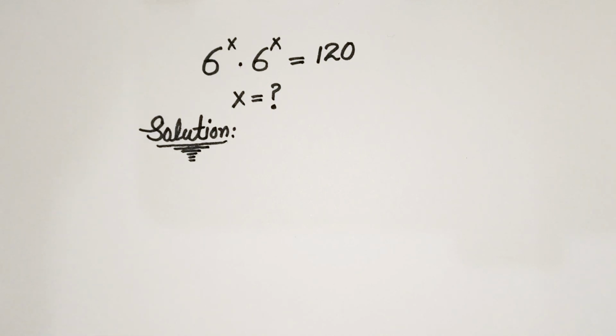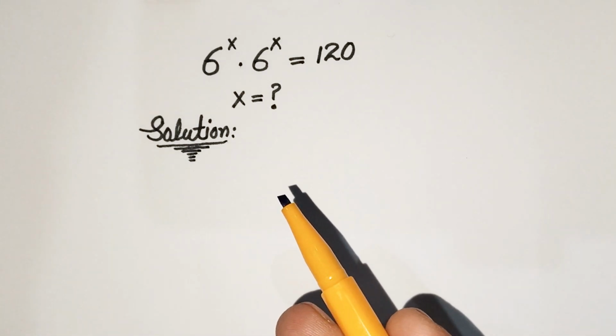So our question is 6 raised to the power x times 6 raised to the power x is equal to 120. We have to find the value of x. First of all, we can see that here the bases are the same, so the powers will be added.